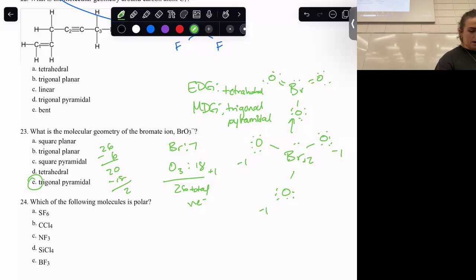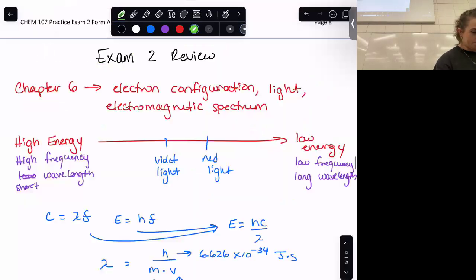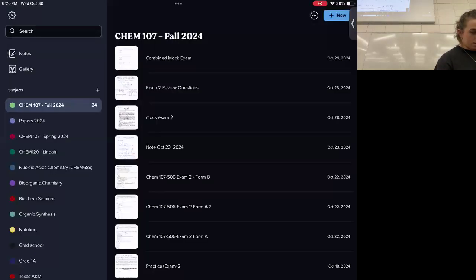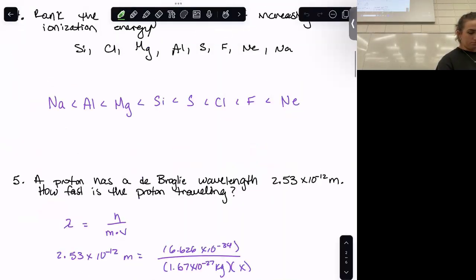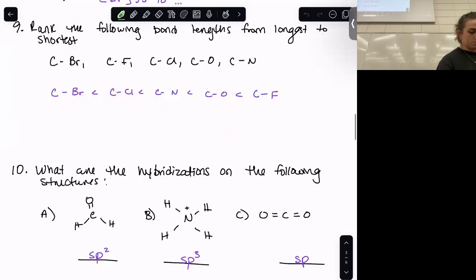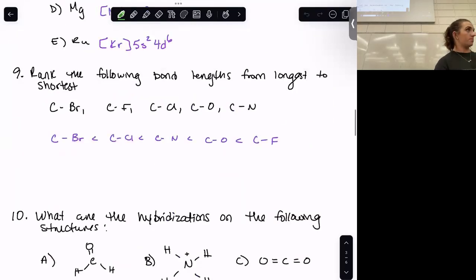So your question. Yep. If you guys check the total charges, then that would pretty much work. Yeah. Okay. Yep. Alrighty, so we're looking at bond length from longest to shortest.